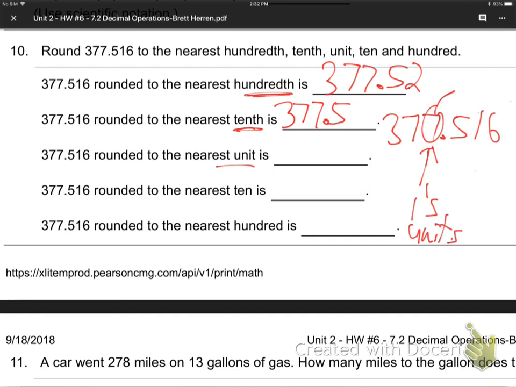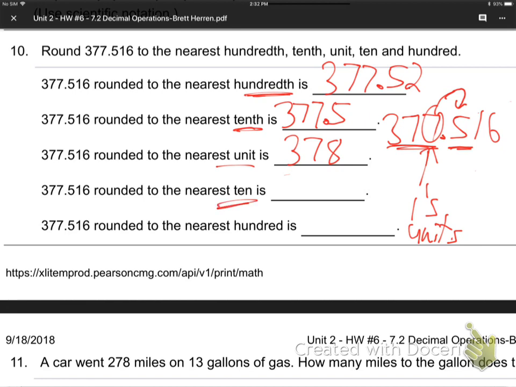So what do we do? Circle the place you're going to stop at. We're going to stop right there. There's going to be nothing after that spot. Look 1 to the right. If it's 5 or more, go up. So what's my number? 378, huh? Because that number, think about money. $377.51 is closer to $378 than it is to $377, huh? So we're rounding to the closest.